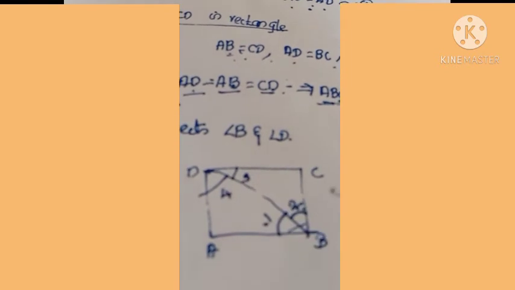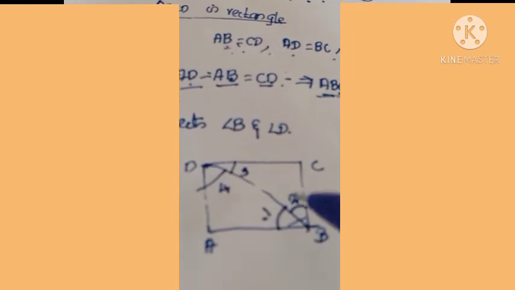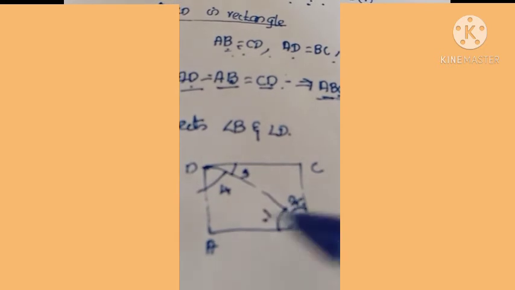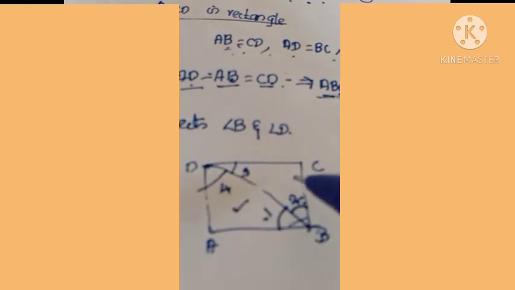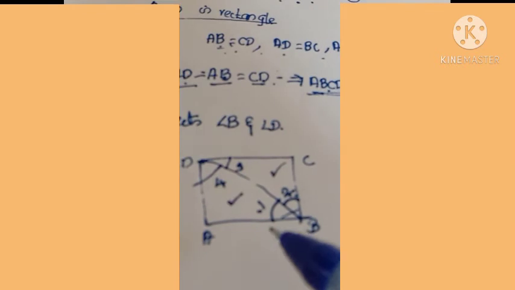That is, these two angles are equal. Let us take 1 and 2, and prove these two angles are equal. Let us take 3 and 4. To prove this, let us take these two triangles, ABD triangle and BCD triangle.